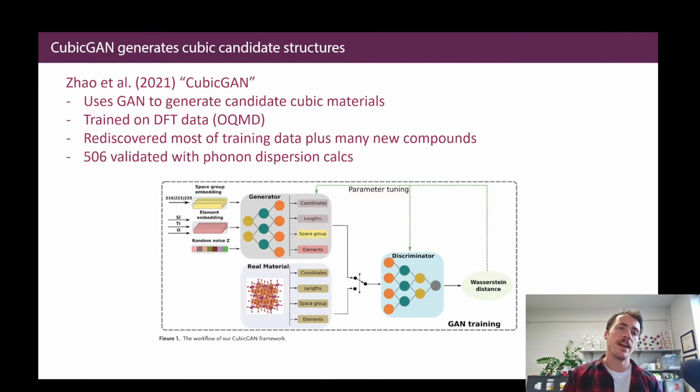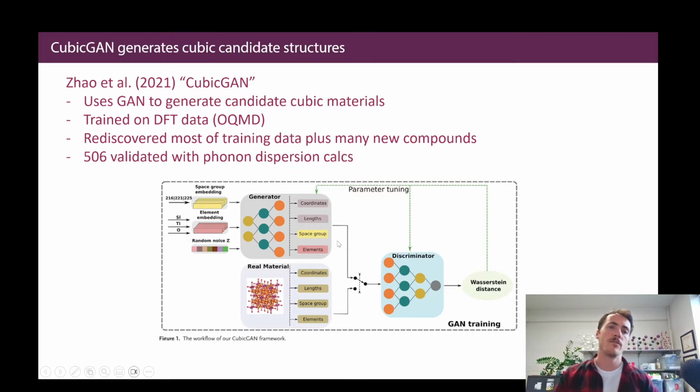There's cubic GAN. This is a tool that's been used to generate candidate structures in the cubic family. So they're specifically looking just in cubic materials. And so the type of information that gets encoded is like coordinates, lengths, space group, elements, but all in that cubic family. And then they basically say, okay, now let's take white noise, pass it through our generator, where you're saying certain elements or certain space groups are the only ones allowed, but then random noise, and pass it out and see if it can generate new candidates.